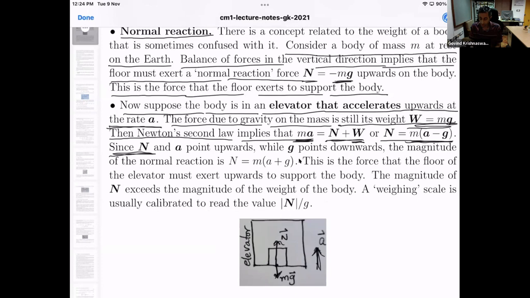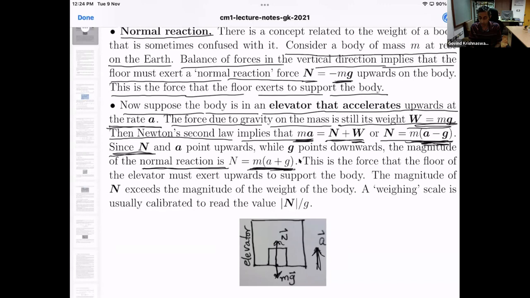So A points upwards, G points downwards. As a consequence, the magnitude of the normal reaction is m times (A plus G), because G is actually pointing downwards. So it becomes A plus G when you look at the magnitude. The normal reaction that this body feels in an upward accelerating elevator is a little bit more than m times g. That is when it was at rest.